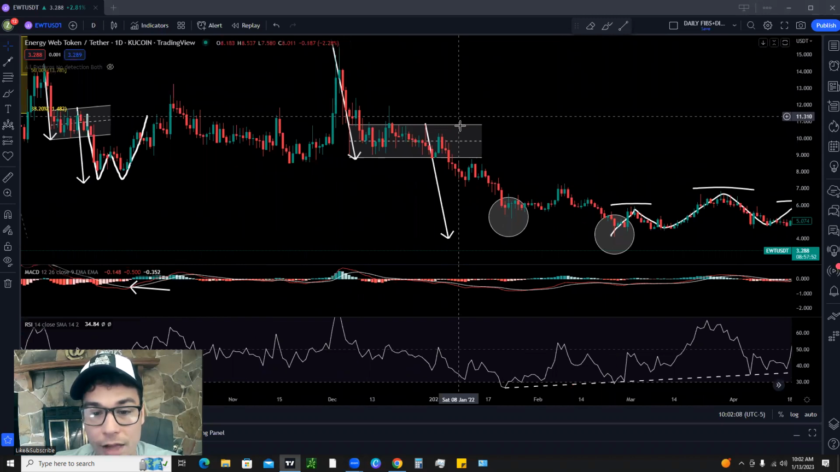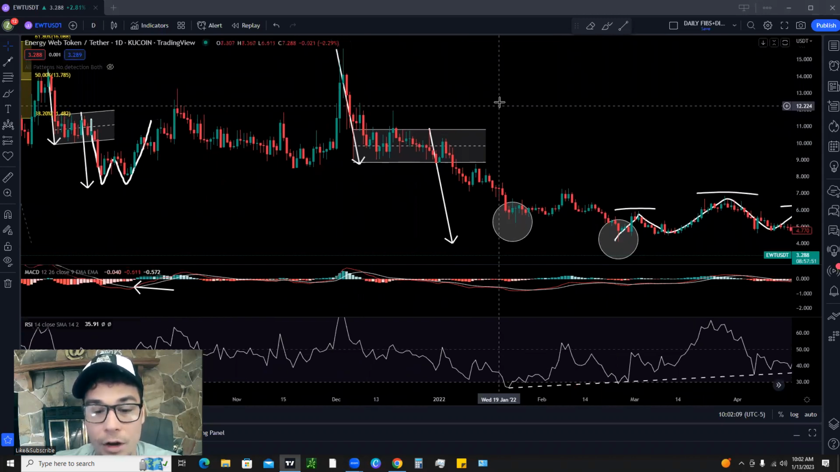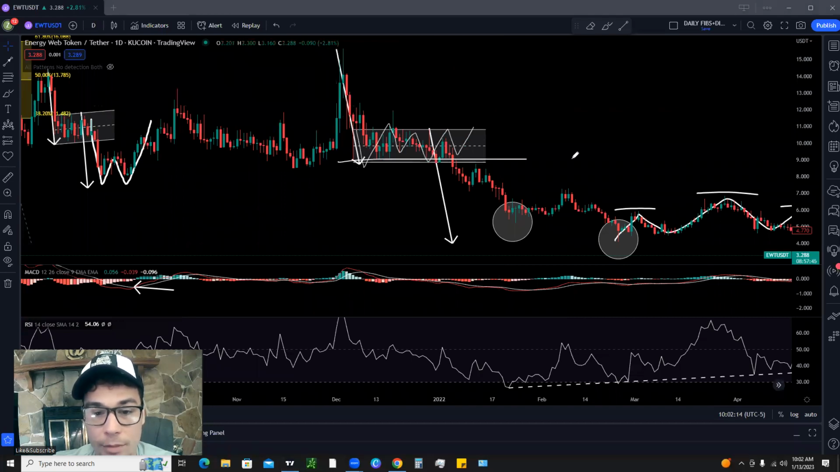If we come over here, what do we see? We're seeing another bear flag pattern, okay? So we have our bear flag right here, flag pole. We have a consolidation channel. We break below this channel. We get a sharp move to the downside.